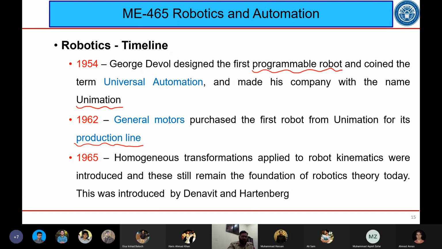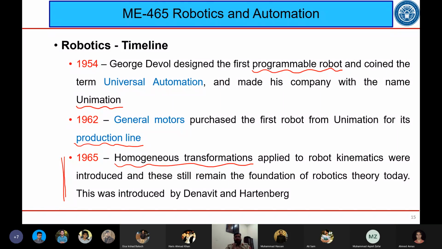General Motors, you know, is a very big name in motor and vehicle manufacturing, and they purchased this and put it on their production line, and started working with the robot on their production line. This is something I would like to draw your attention to. In 1965, homogeneous transforms, the kinematics of robots, comes in here. This is what we will study during this course: the kinematics of robots, these homogeneous transforms. What will these do?